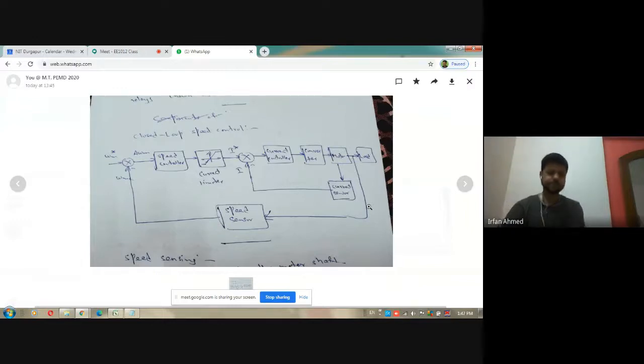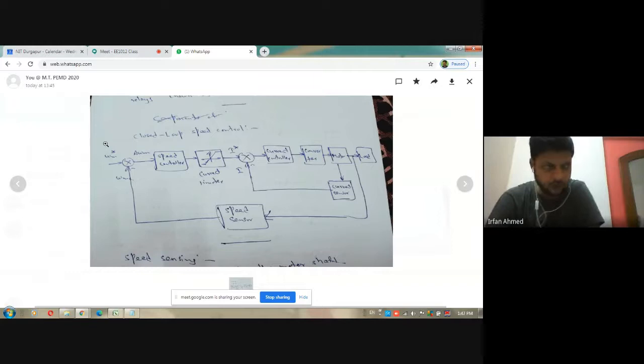So in control systems, we used to write here the reference input. Here in this case, the reference input is the reference speed. You've already seen how the reference speed is given. If you are using a microcontroller, the reference speed can be directly given through a keyboard, or it can be given through an analog to digital converter, ADC.